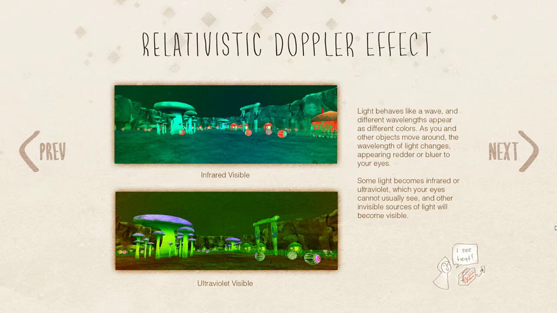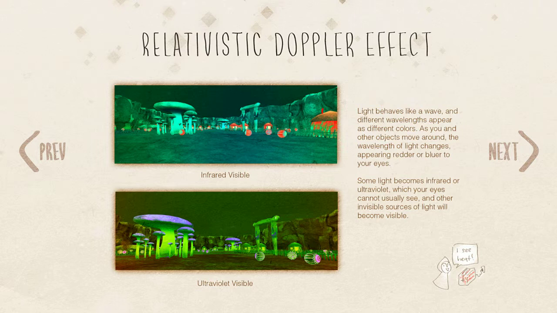So that's part of what we were seeing when the game was playing, I think: what normally would have been infrared light radiating off of the different plants and things, becoming visible as we are traveling towards it at relativistic speed.